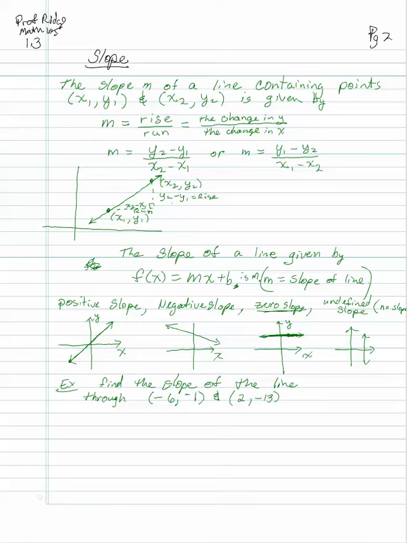I almost forgot to do an example of the one up there. Find the slope of the line through these 2 points, (-6, -1) and (2, -13).